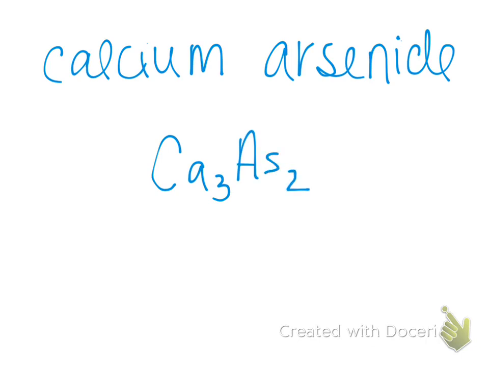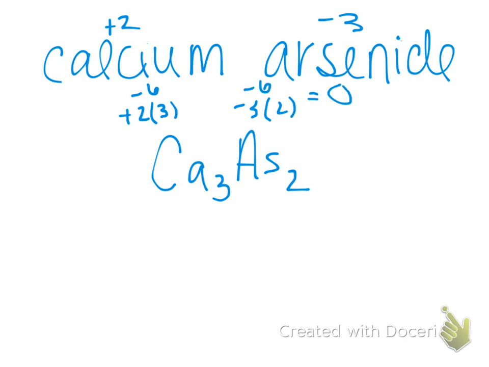Raise your hand if you agree. Perfect. Good job. Calcium is a +2. Arsenide is a -3. So to get those to cancel, we take +2 times 3, which gives us a +6, and -3 times 2 to give us a -6, and those give us an overall neutral charge. Binary compounds in general have to have that neutral charge. Any questions with binary naming?